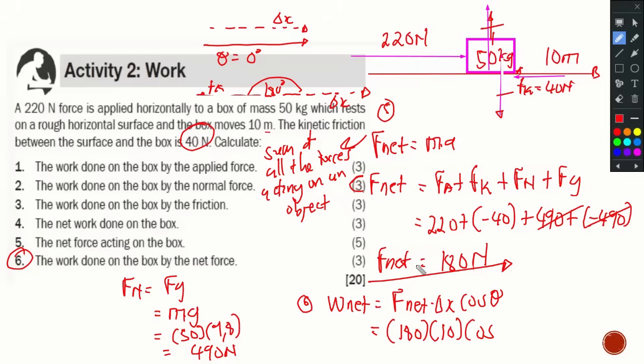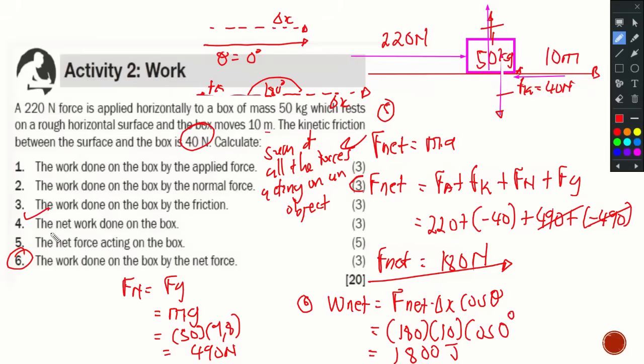Now, because the F net is positive, it means that F net is doing positive work. So if your F net is positive, that means F net is doing positive work done. That means your theta here must be 0 degrees. And then obviously when you punch all of that, it would be 1,800 joules, which is the same value that you got for question 4.